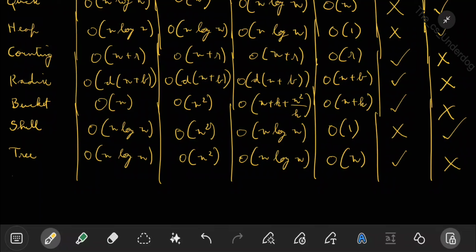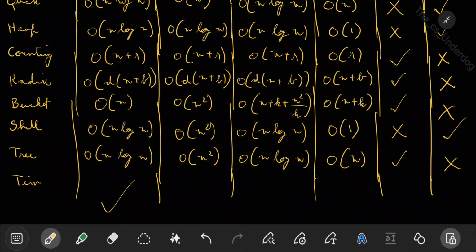And finally, we learned about Tim sort. And Tim sort, we specifically told, is the go-to algorithm used in Python as well as Java, in Python's sorted function, Python's sort function, in Java's Arrays.sort function. So this is a very efficient algorithm, Tim sort, especially for all the real world data sets.